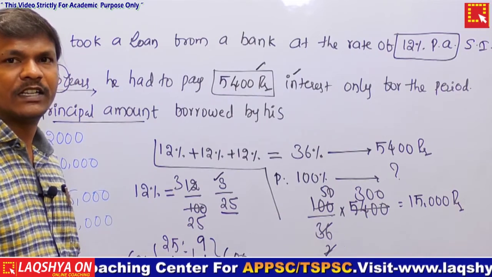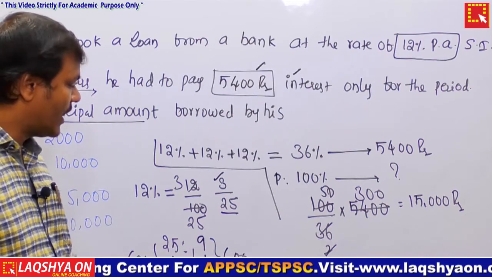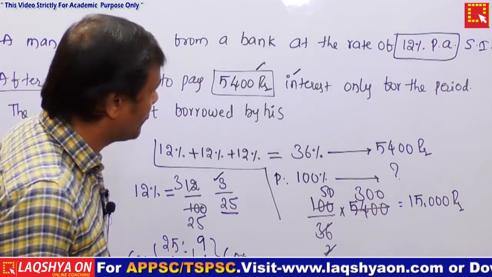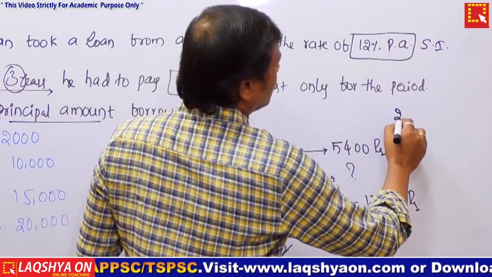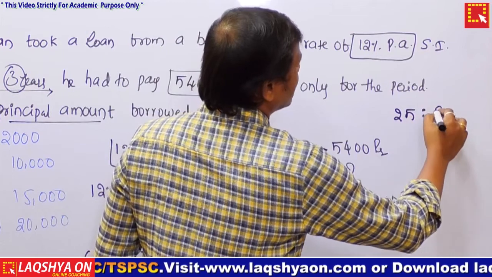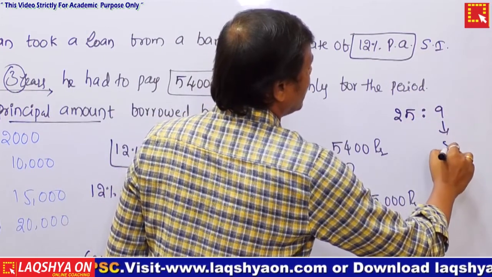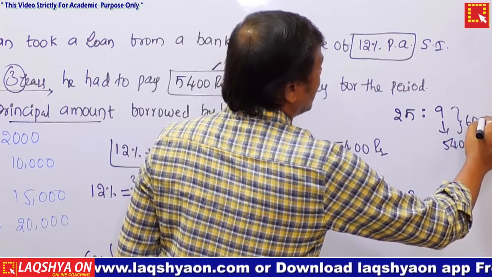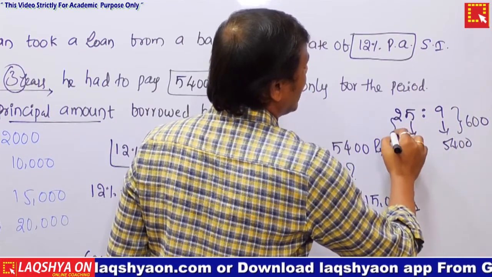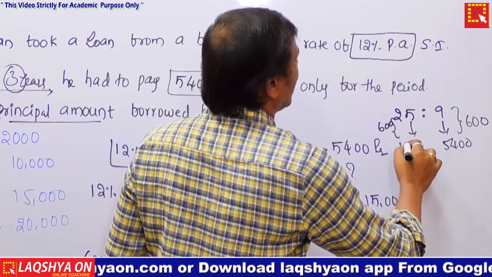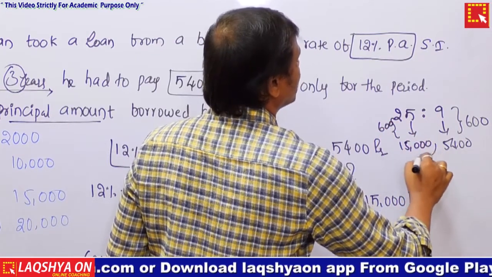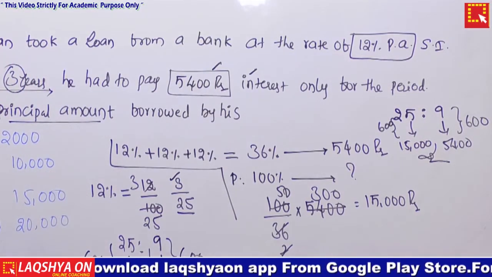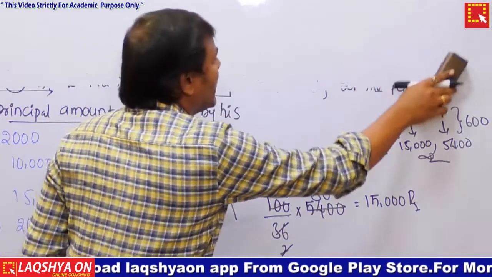9 units of interest is 5,400, so each unit is 600. The principal is also 600 times 25, that is 15,000 rupees. Okay, simple. This is the question, very, very important and easy to solve.